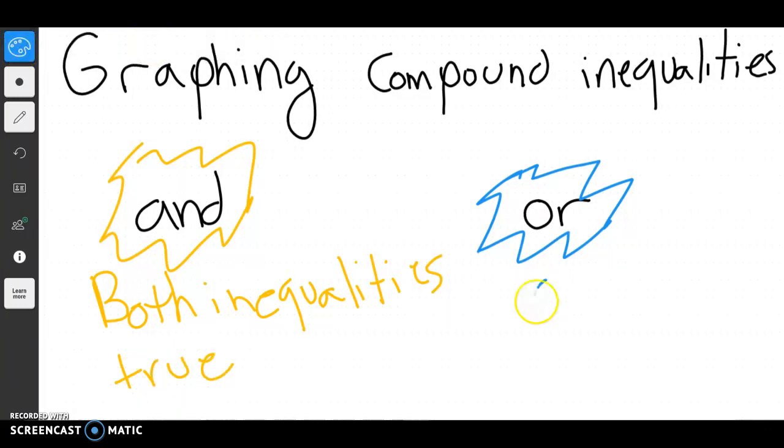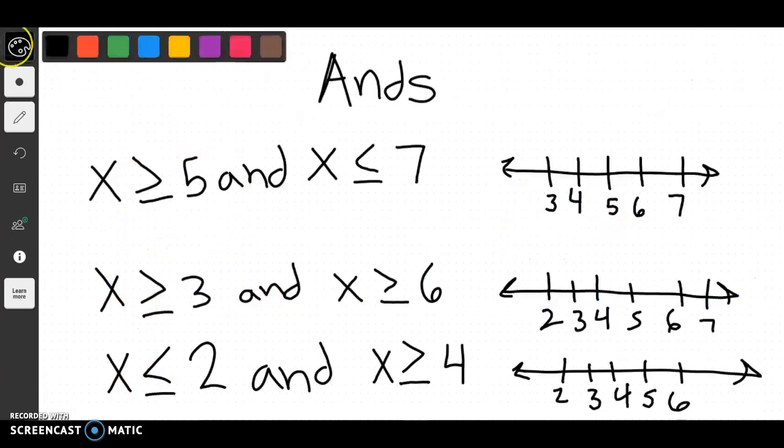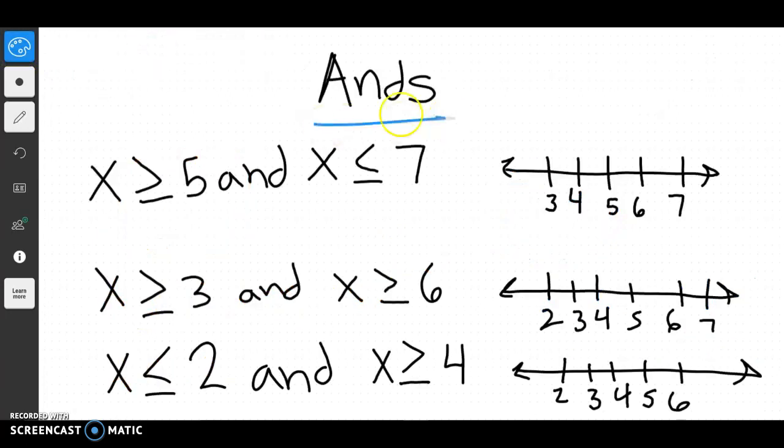For or, you only need one or the other to be true. So you don't need both to be true, you need one or the other. And they kind of take on a different look for the different graphs that we're going to do with these. Okay, so we're going to graph a whole bunch of these compound inequality statements and just see what they would look like. Okay, so let's look at some and statements first.